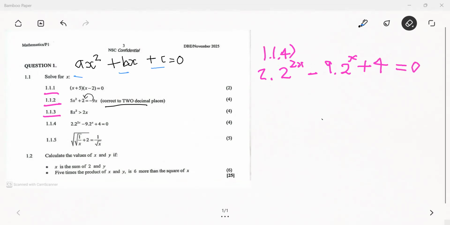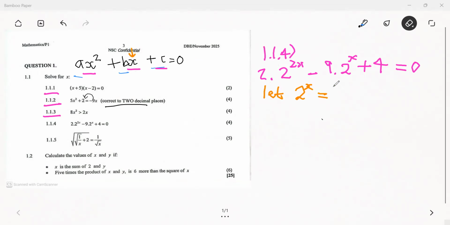This kind of question should remind you of a quadratic. Look at what a quadratic looks like: a term squared with an x squared, a term with an x to the power of 1, and a constant. This is actually representative of a quadratic. You can approach this question using the K method, which is like a substitution. 2 to the power of x is acting like this x over there.